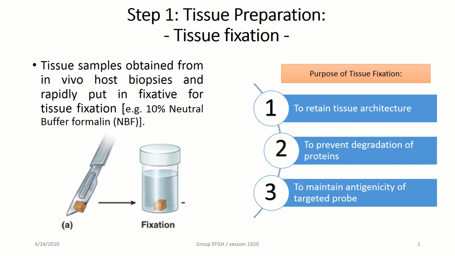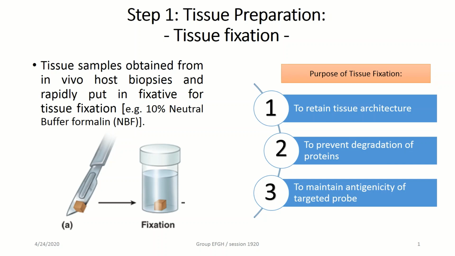For step 1, the tissue preparation, which is tissue fixation, the tissue sample is obtained from the in vivo host biopsy and rapidly put into the fixative, which is normally 10% neutral buffered formalin. The purpose of tissue fixation is to retain the tissue architecture, to prevent degradation of protein, as well as to maintain antigenicity of the targeted probe.